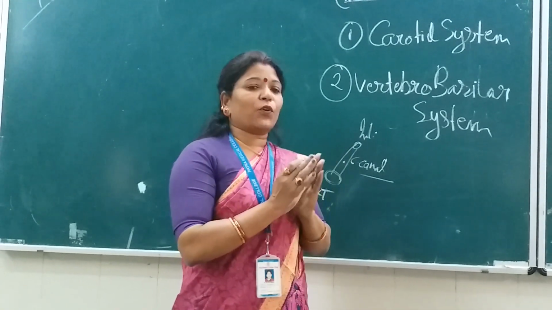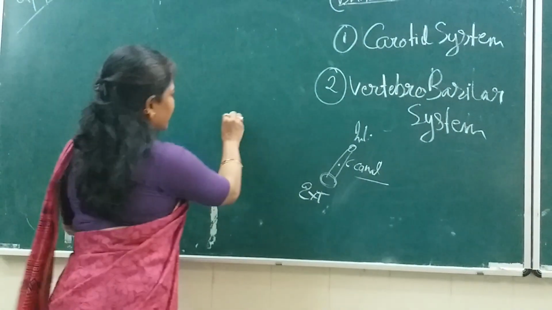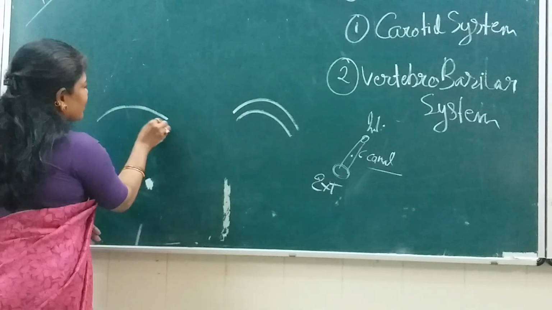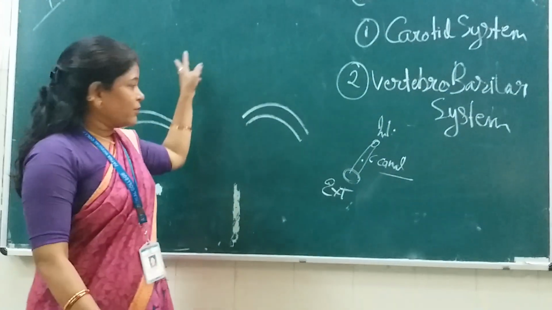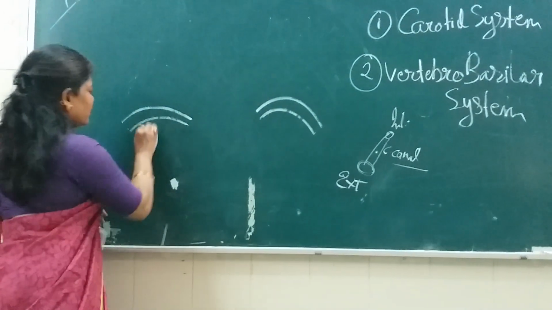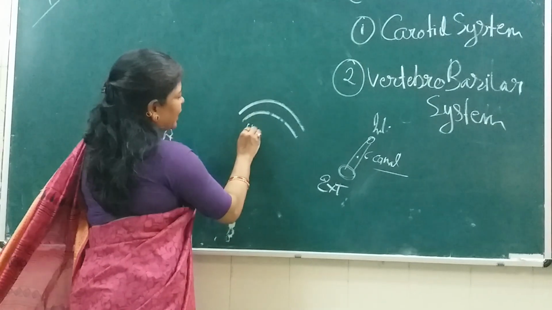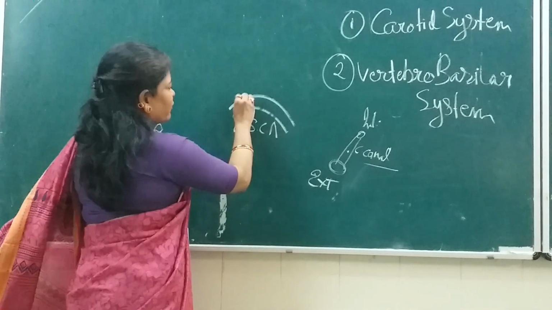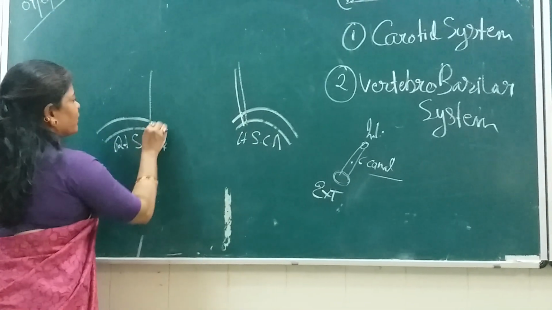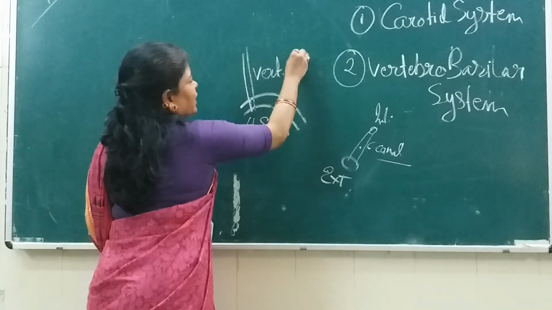Now first of all the question arises, the vertebral artery. Again, here it is the left subclavian, here it is the right subclavian. Okay, that we have discussed here. The left subclavian and the right subclavian artery. From the first part of the right and the left subclavian artery, the vertebral artery arises. What is this? This is the vertebral artery.